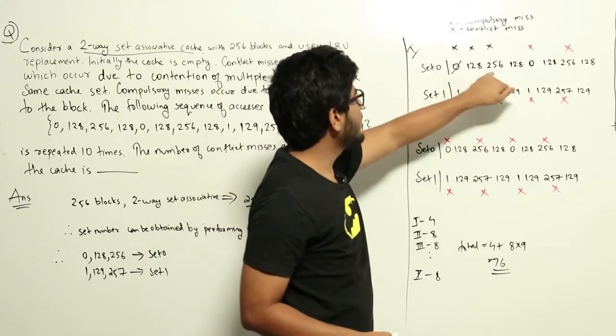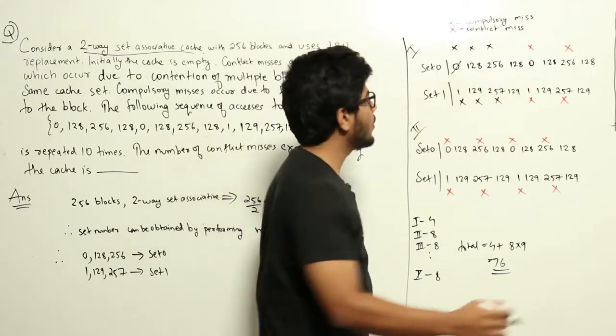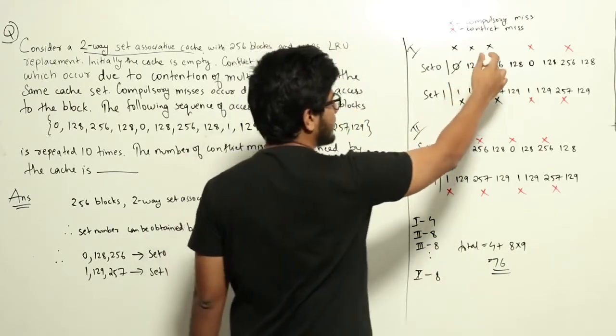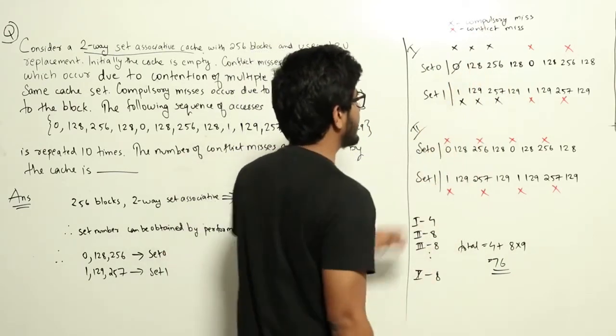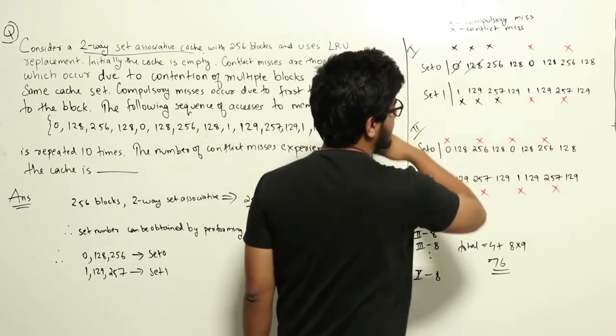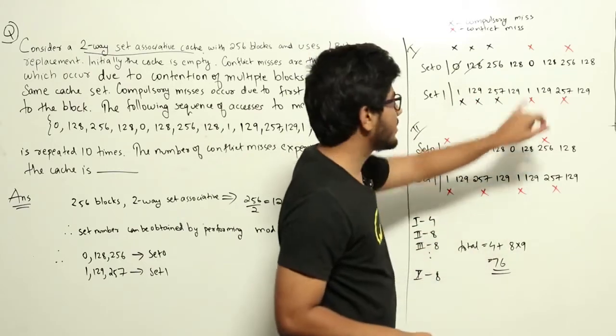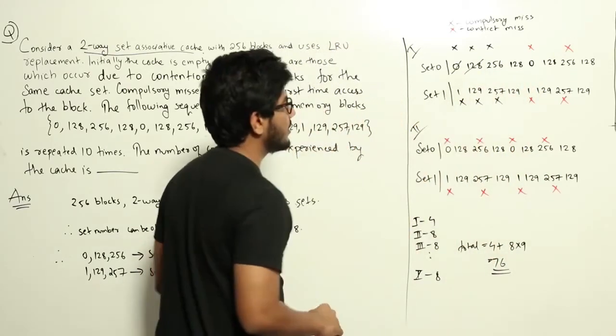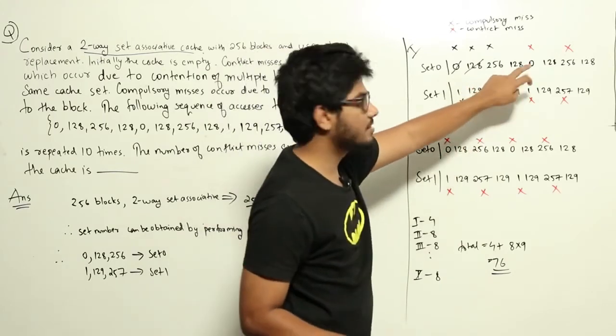Now again we are accessing 128. 128 is already there, so this is no miss. This is not a compulsory miss or a conflict miss. I have just written 128 here so that, since it is using the LRU policy, I can see which are the latest two. 128 was the last access. It's 256 and 128. After that, it is accessing 0.